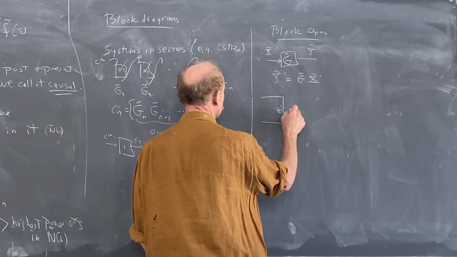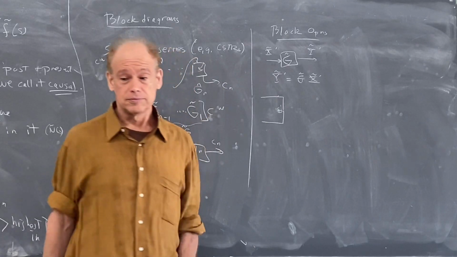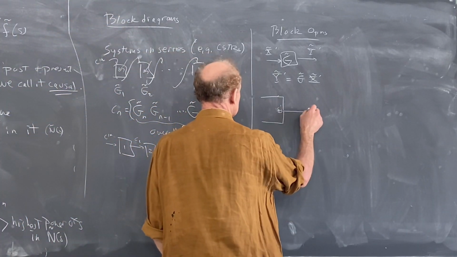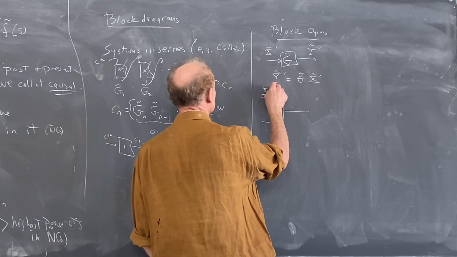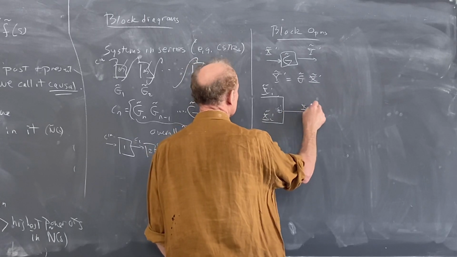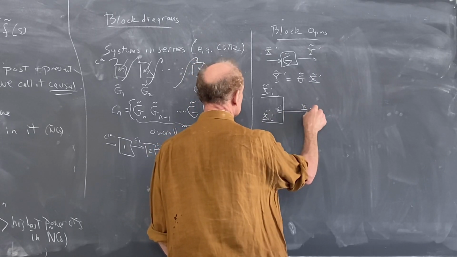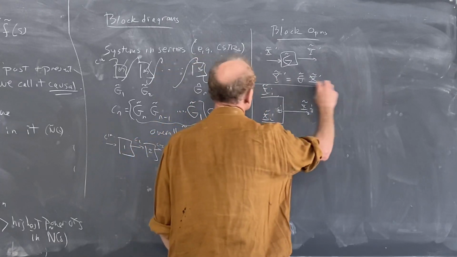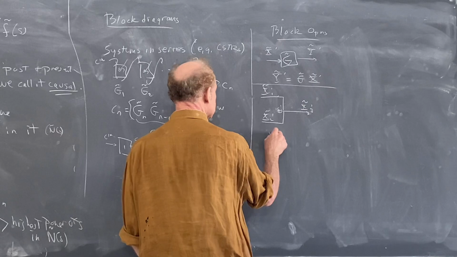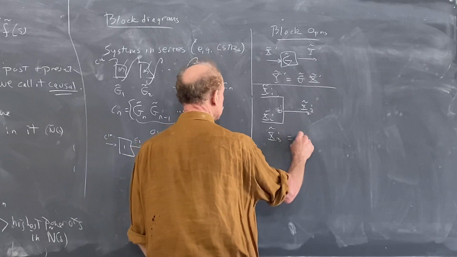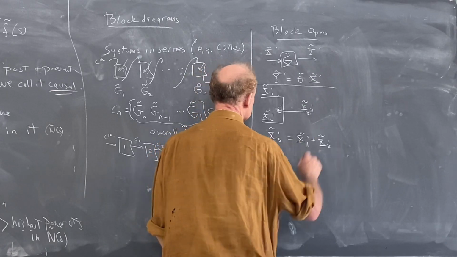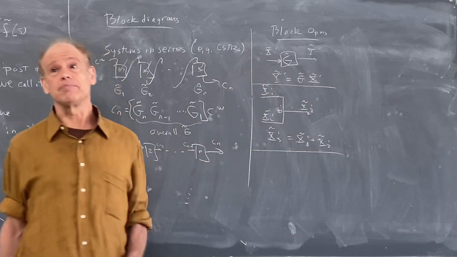Another one, I can have a little plus sign here. So here I can have x1 prime tilde, x2 prime tilde, x3 prime tilde. So this one is, I just add. So this says x3 prime tilde is equal to x1 prime tilde plus x2 prime tilde. So I can add them.